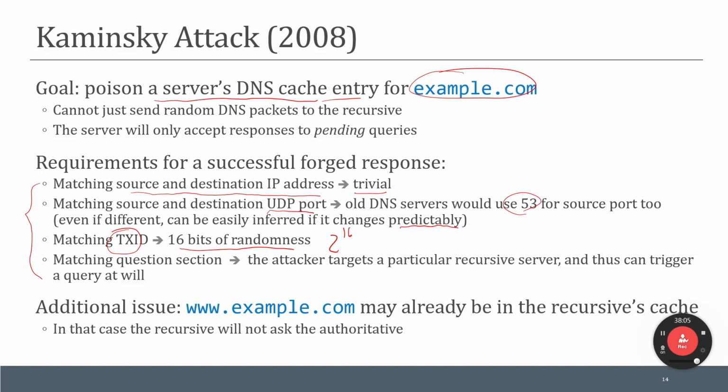Let's see what this means. And there is an additional issue. Maybe for the domain example.com, the host www.example.com may already be in the recursive cache. So when an attacker wants to compromise this domain in the cache, in that case, the recursive server will not ask the authoritative server. Instead, the recursive server responds with the information in the cache, right?